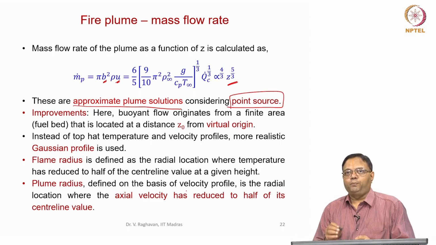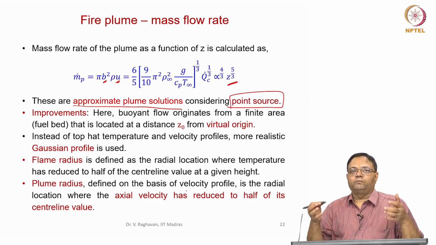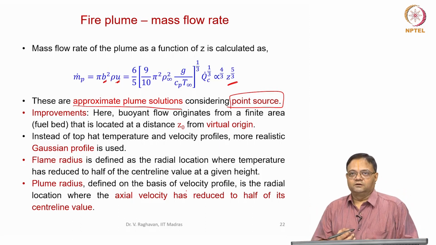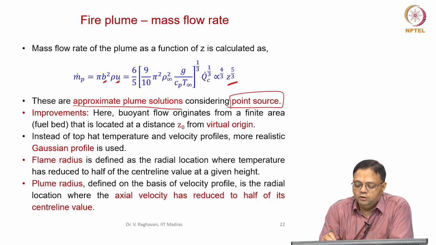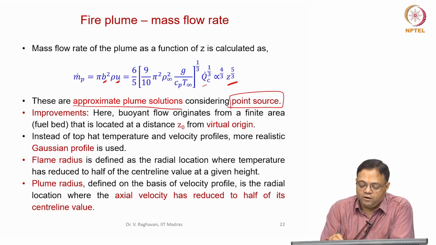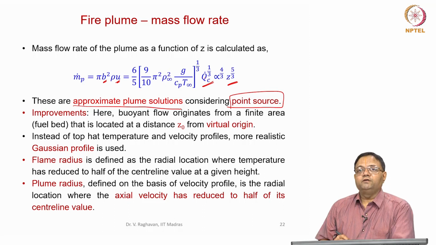Some mass is coming from the point source. As the hot gas propagates, entrainment from the ambient occurs. The air from the ambient entrains into this plume. So the mass flow rate increases with Z. But please see that this all depends on the convective heat flow, the strength of the fire.